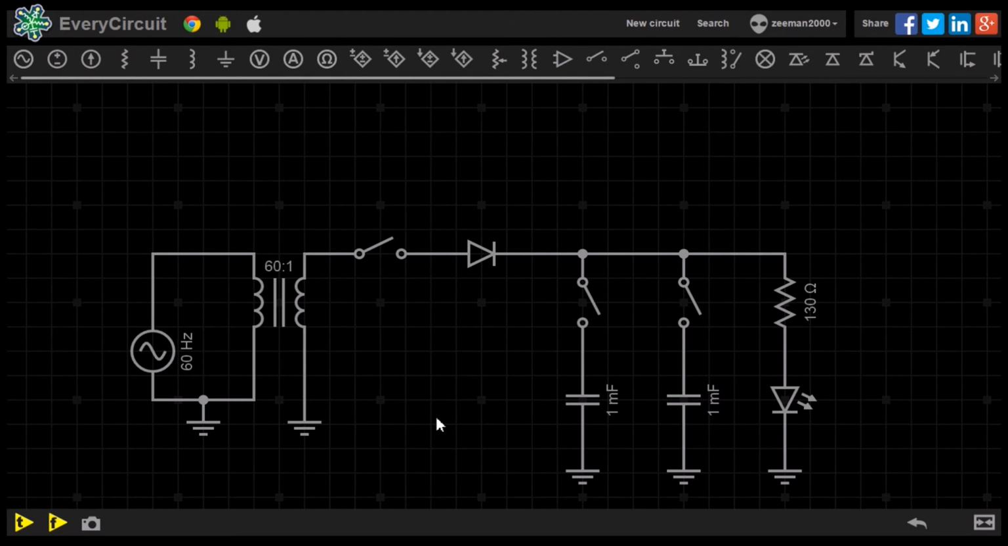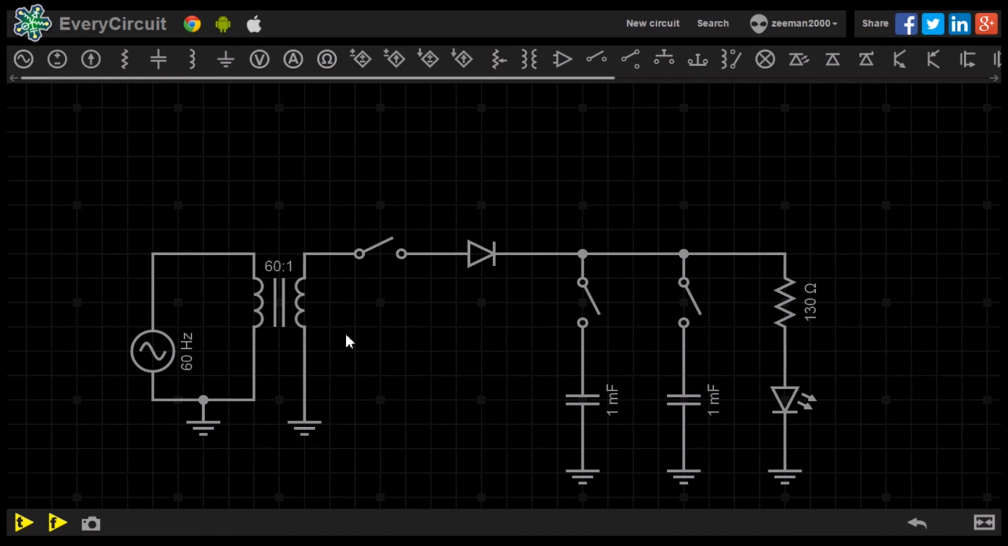So here we have the transformer placed in a circuit. We have the 339 volts sine wave at the primary side of the transformer. We also have a diode, two capacitors, and an LED with a current limiting resistor placed on the secondary side. The windings ratio is set to 60 to 1. Notice that switches have been placed before some of the components. This is so we can see the effect each component has on the output signal.